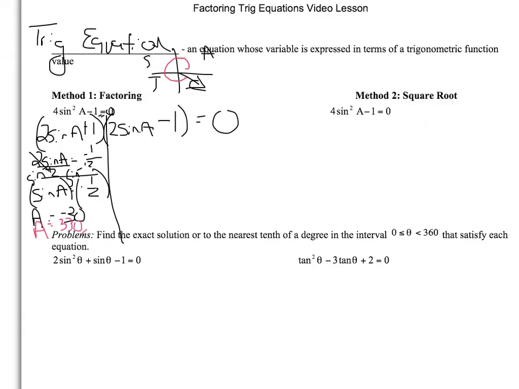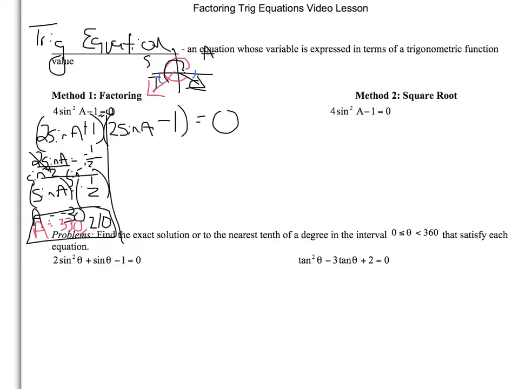You're in quadrant 4. Sine is negative in quadrant 4. Sine is also negative in quadrant 2. These blue reference angles are the same at 30. You want the black angle, which is 180 plus 30, which is 210.